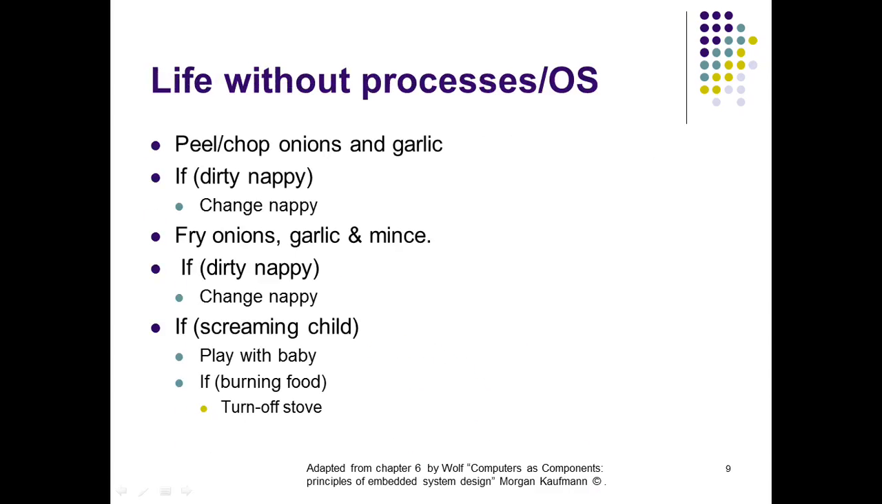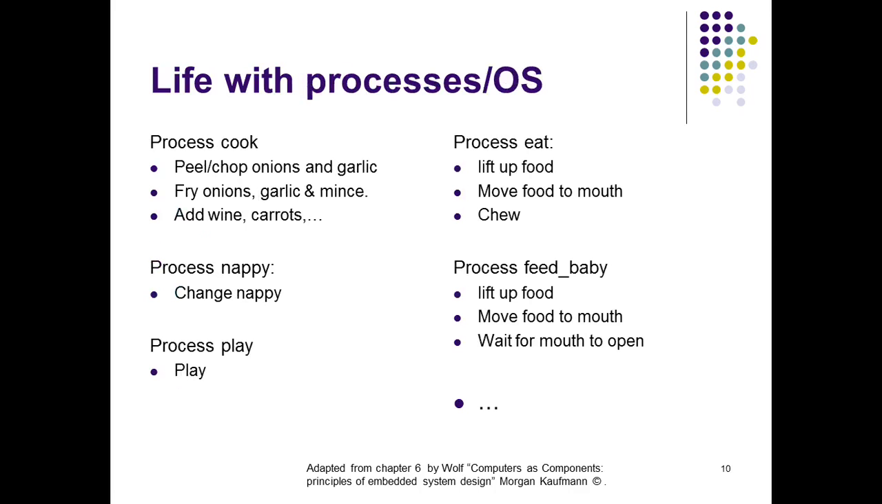Then I have to check regularly, well, is he screaming? Okay, he's screaming, got to play with him. And if I left things, I've got my burning food, I've got to turn off my stove. Imagine writing this as a single bit of sequential code. It's near impossible to do. Whereas if you separate it into separate tasks or processes, you can make it very simple. I've got my cooking dinner, I've got my nappy. This can be an asynchronous thing, which my operating system says, okay, you've got to do it now. Similarly with this one. And with these tasks, you might say that this one's high priority, this one's low priority.